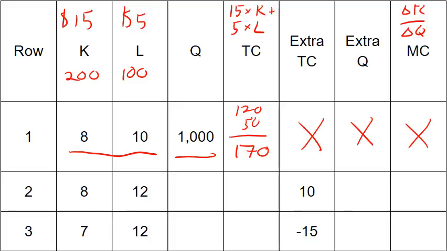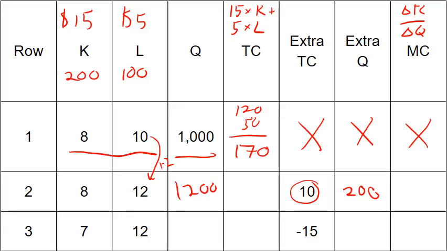Let's look at row 2. In row 2, I've increased L by 2 units. Since each extra L costs me $5, my cost has risen by 10. Now what's going to happen to output if I increase L by 2? I know that output rises by 100 when L goes up by 1, so simple multiplication tells me that output will rise by 200 when I increase L by 2. Again, remember I'm assuming the extra product is constant over the relevant range. That tells me that my output's going to rise from 1,000 up to 1,200.